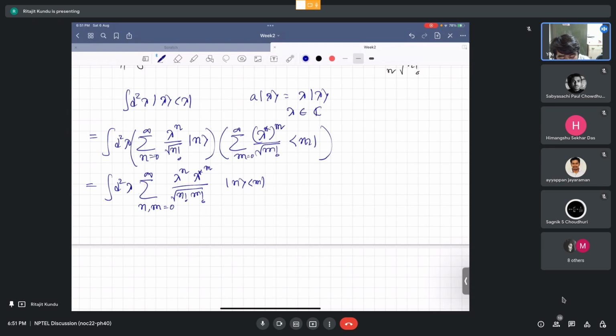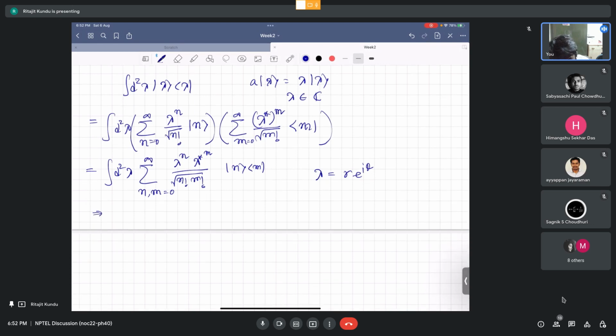So let's say that my lambda is given by r e to the power i theta. This is a polar representation of any complex number. All complex numbers we can write in terms of a radius times some phase, e to the power i theta. So let's use that here.